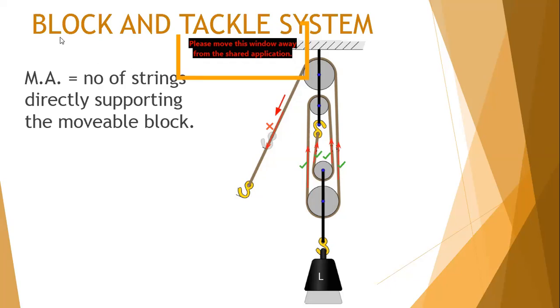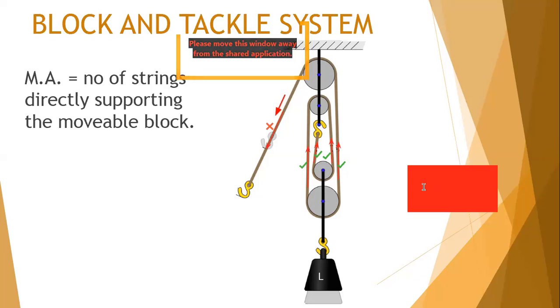Now one of you, Aditya, has asked: sir, but how can this be a force multiplier? It's a very obvious question, how this system works as a force multiplier. Let me explain with the same example I gave yesterday. Class, pay attention to how we say that the MA or VR is equal to the number of strings directly supporting the movable block. The reason is very simple.